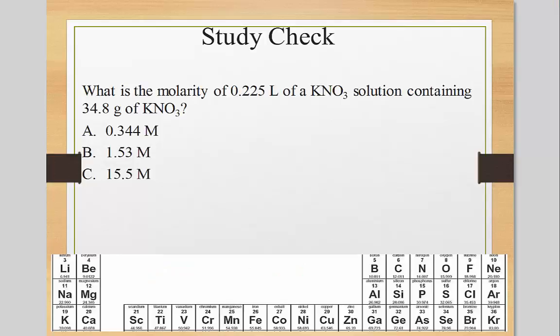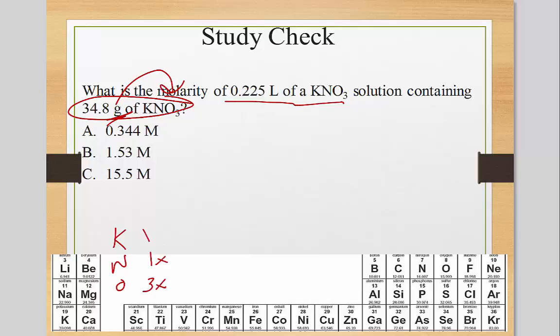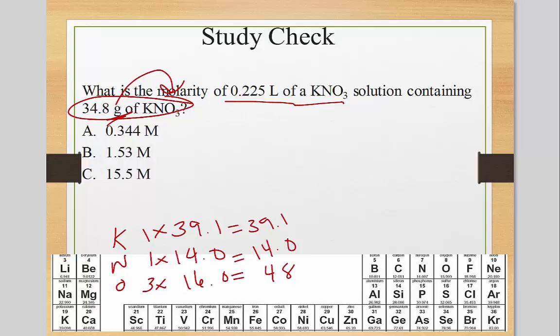What is the molarity of 0.225 liters of KNO3 containing 34.8 grams? I see grams, so that tells me I need to figure out the molar mass when we're looking at molarity. Alright, so the molar mass, we have K, N, and O. We have 1 potassium, 1 nitrogen, 3 oxygens. Potassium is 39.1, nitrogen is 14.0, and oxygen is 16.0. We add those together, and it comes out to be 101.1 grams per mole.